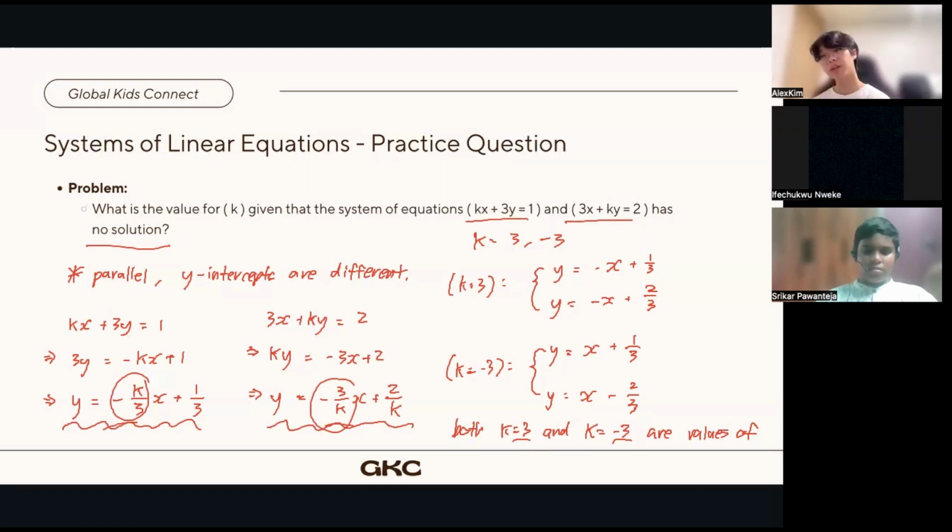Any questions regarding this one? Nope. If not, then I will move on.